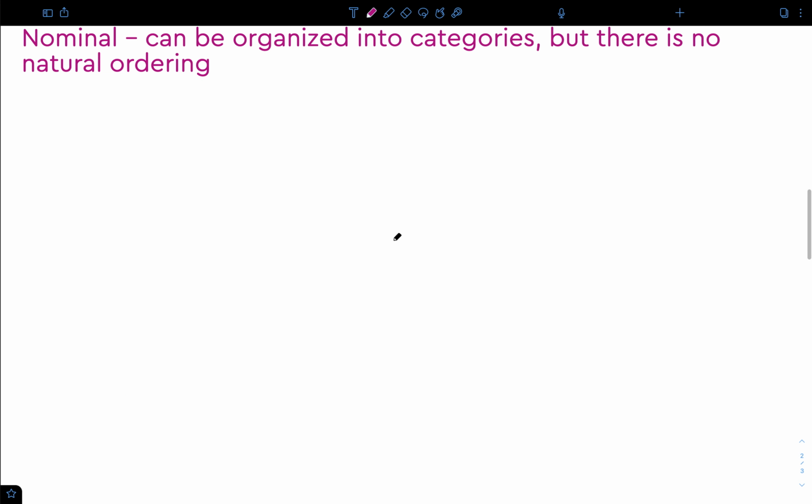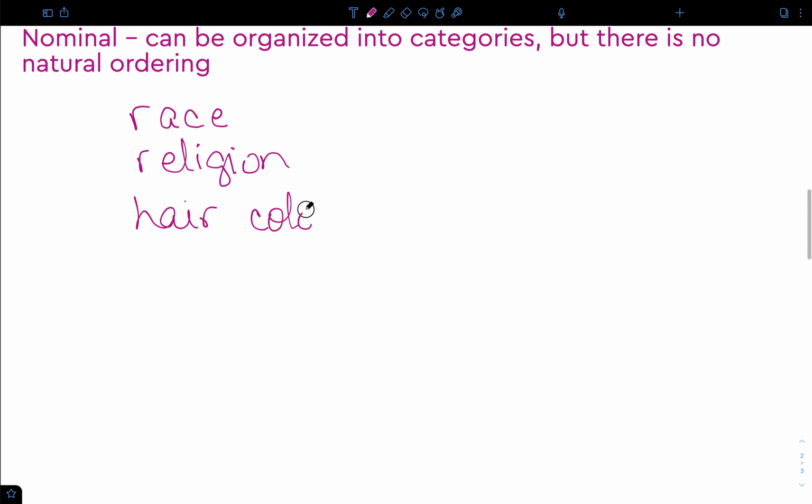The first level of measurement is nominal. These are things that can be organized into categories, but there's no natural ordering to these categories. Examples of this would be things like race, religion, or things like hair color. We can put people or our individuals into the categories, but there's no natural ordering of any of these categories.